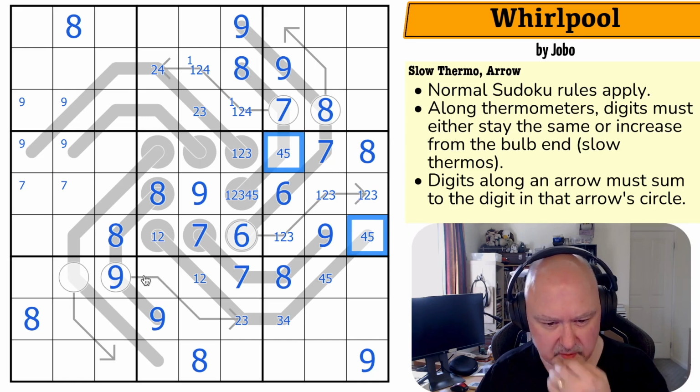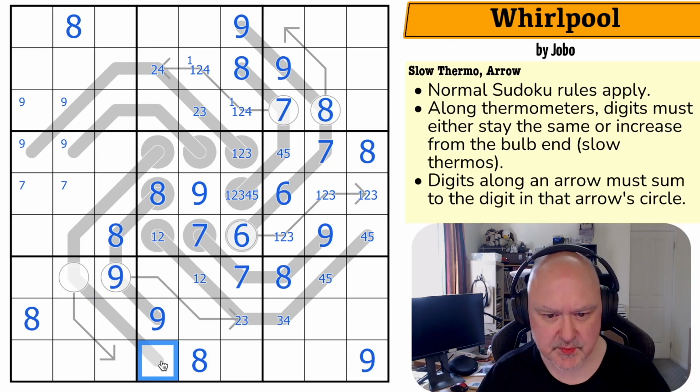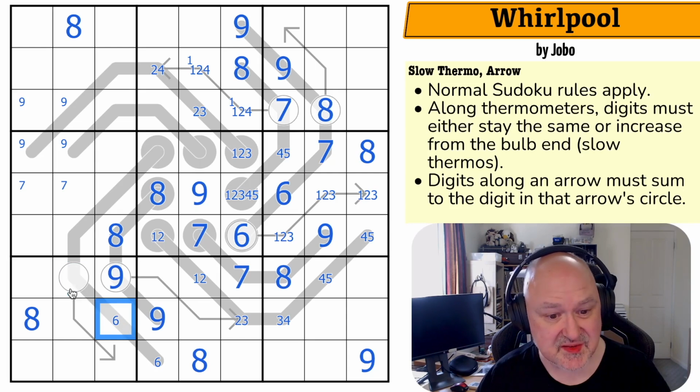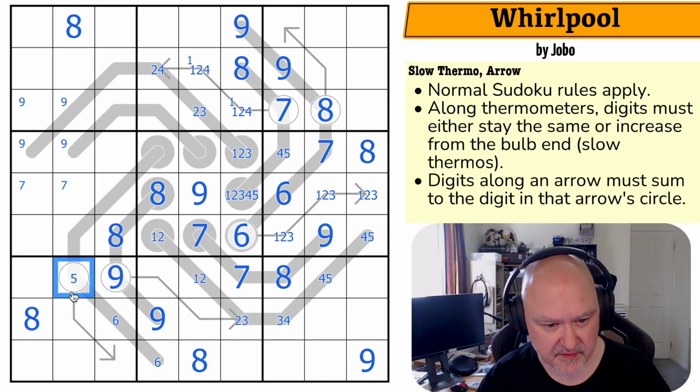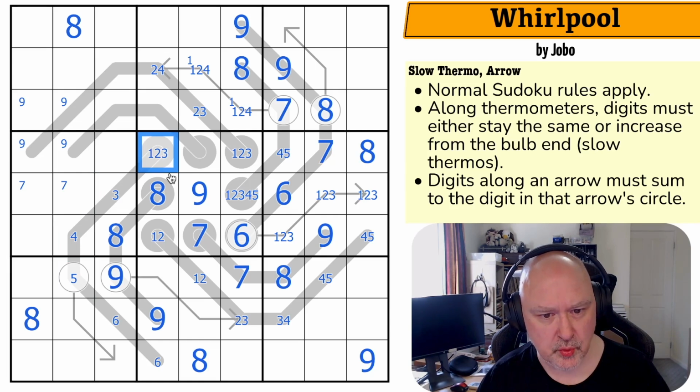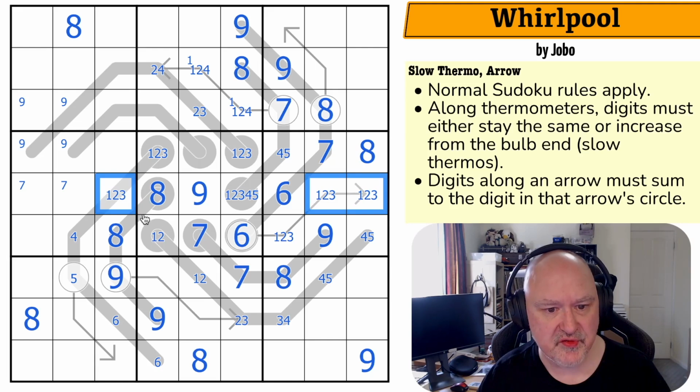So, okay. This is a maximum of 6. So this is a maximum of 6. So this is a maximum of 6. So this is actually a maximum of 5. This is now a maximum of 4. This is a maximum of 3. And this is a maximum of 3. So this is 1, 2, or 3. This is 1, 2, or 3, giving me a 1, 2, 3 triple in the row.